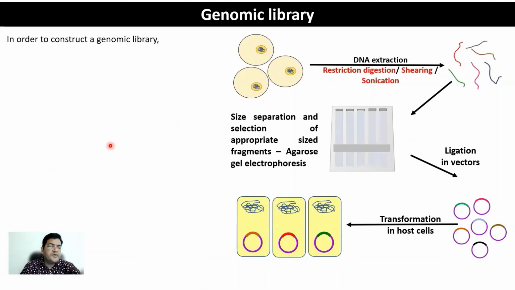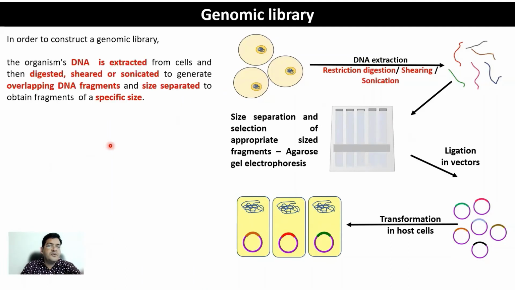So in order to construct a genomic library, number one, the organism's DNA is extracted. So here, you extract the DNA, then you digest, shear, or sonicate the DNA to generate fragments. You get it here. And then, of course, these fragments are size separated on an agarose gel so as to facilitate the user to pull out fragments of a specific size range, right? So to generate overlapping DNA fragments and size separated to obtain fragments of a specific size, right?